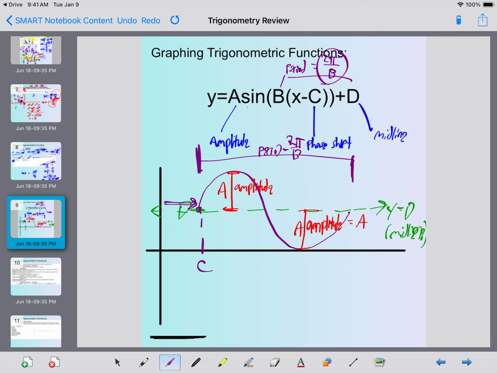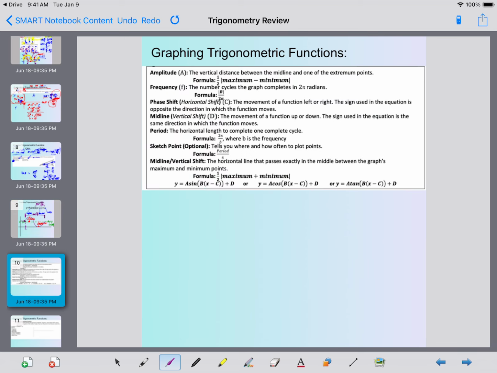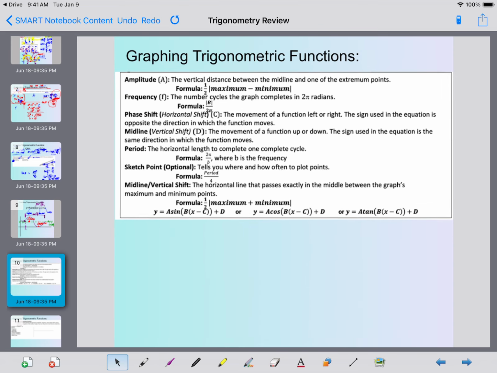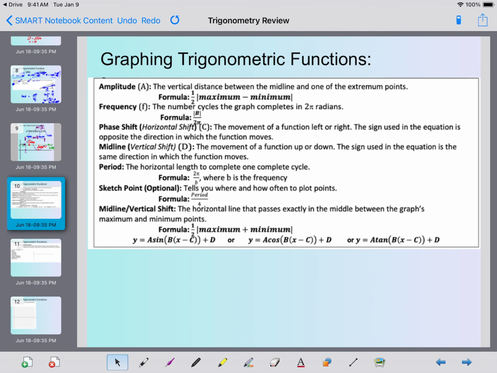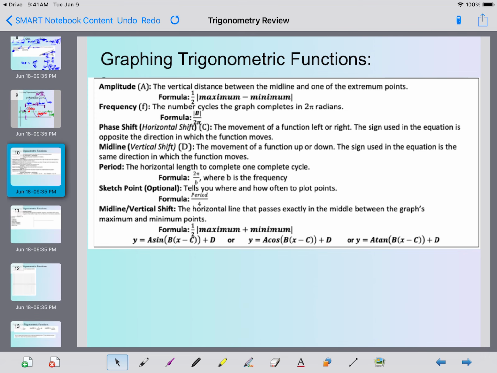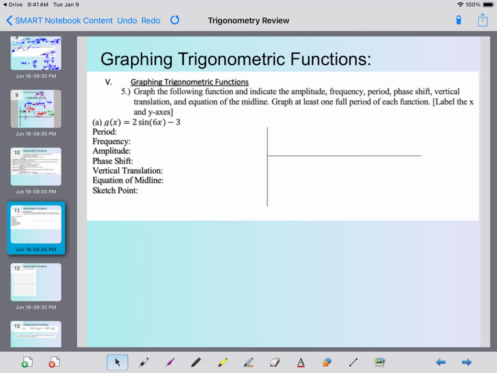So again, it might look confusing because we're using all abstract terms, A, B, C, D. When we have numbers, it might make a little bit more sense, okay? It's just important to know what those things mean. So if you want to pause this and look at what each of these things are, you can. If you need to take a screenshot, take a screenshot. I know it's in your notes. It's in your reference sheets. All right? But we're going to move on.